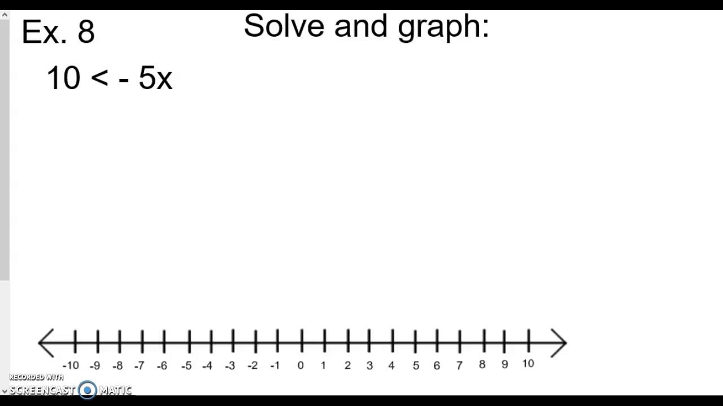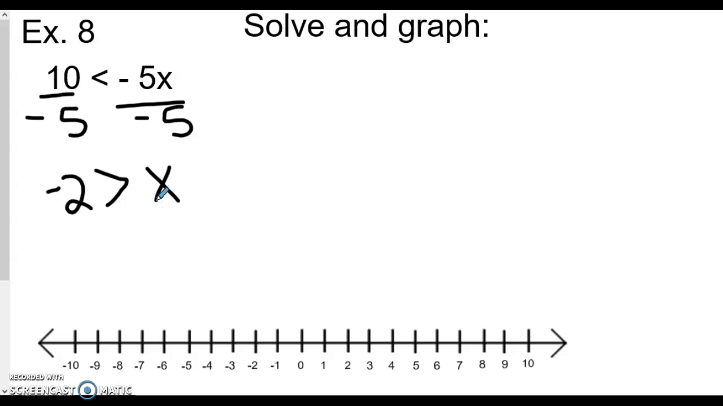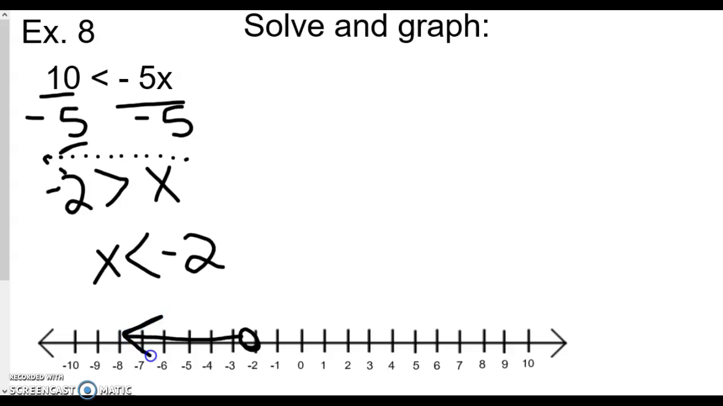So example 8. If we divide by negative 5 on both sides, we get a negative 2. We're going to flip our sign. And then if we're also asked to graph, I would again rewrite this with x first. So x is less than negative 2 if you read it backwards, or just keep the sign pointing at x. So it'd be an open dot at negative 2 and go to the left.